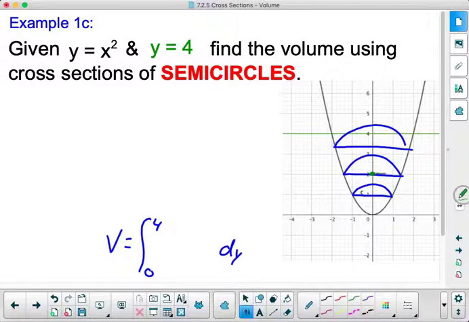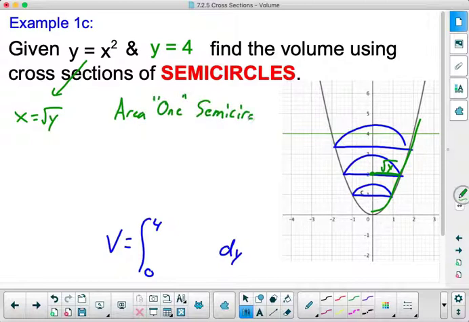Again, the distance here is the square root of y. Go back to that. Based upon this function being written broken up, x equals the square root of y. So the distance from there to there is the square root of y, going to the outside. The area of one semicircle will look like this. A semicircle is half the area of a circle, which is pi r squared, so you're going to have 1/2 pi times the radius squared.